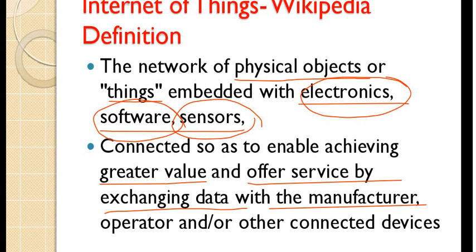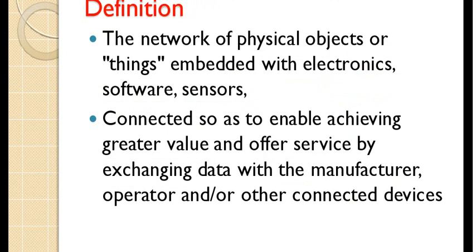Now probably you can have more clarity here. Connected so as to enable achieving greater value, you can think of some small applications that you may be able to realize or materialize. Connected so as to enable achieving greater value and offer services. So see, ultimately what for we are doing all these things is to offer the services, correct or not? To offer the service. So what kind of service? It could be a social service, it could be a paid service if at all you want to earn something, right? So it can be a part of obligation, whatever it is, right? Those kind of services you can offer by exchanging the data with the manufacturer, operator and or other connected devices.